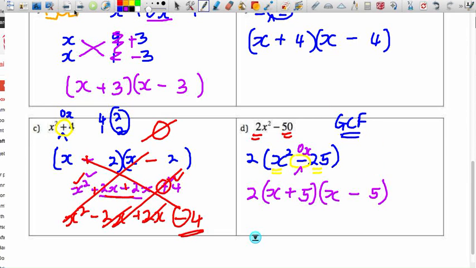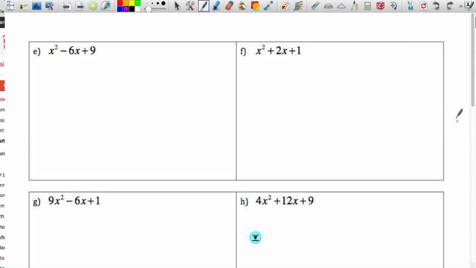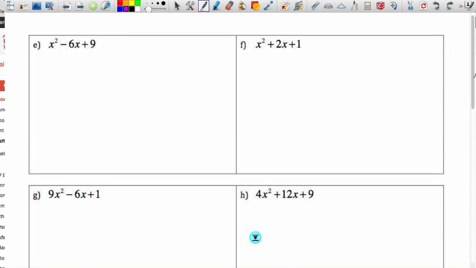Okay, so what we'll do is jump ahead to some more examples. These focus on perfect square trinomials, and so the previous examples were a difference of two squares. Now what we're going to focus on is the perfect square trinomial. We can factor these just like we would factor any other trinomial. Factors of the first term, x and x.